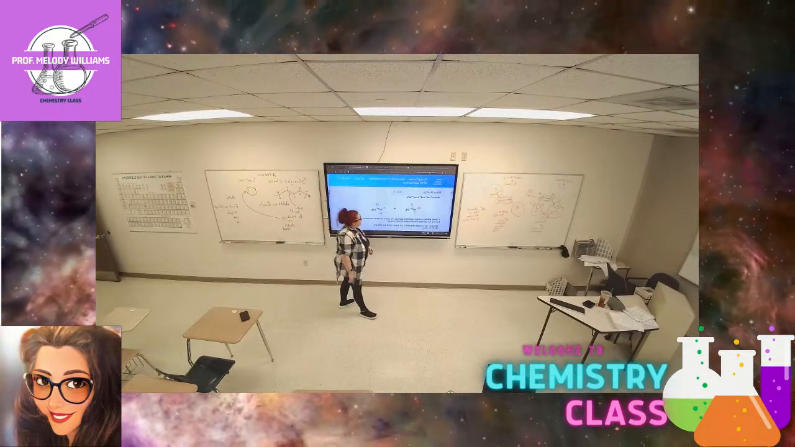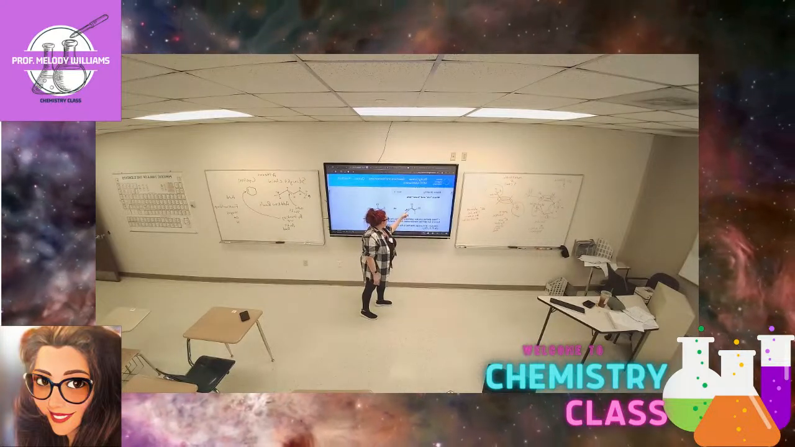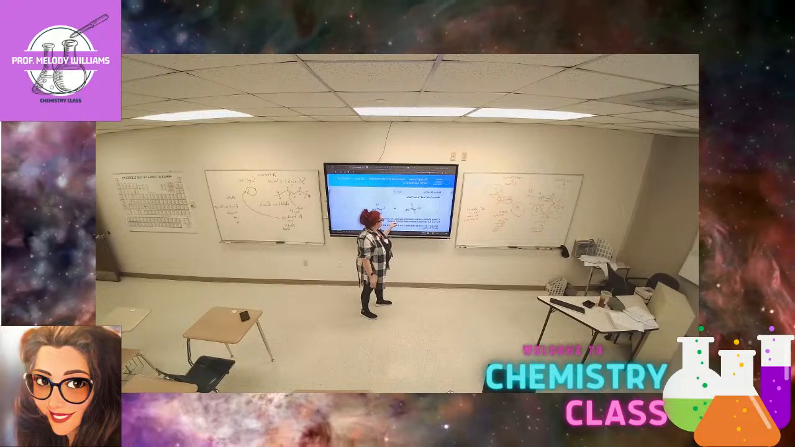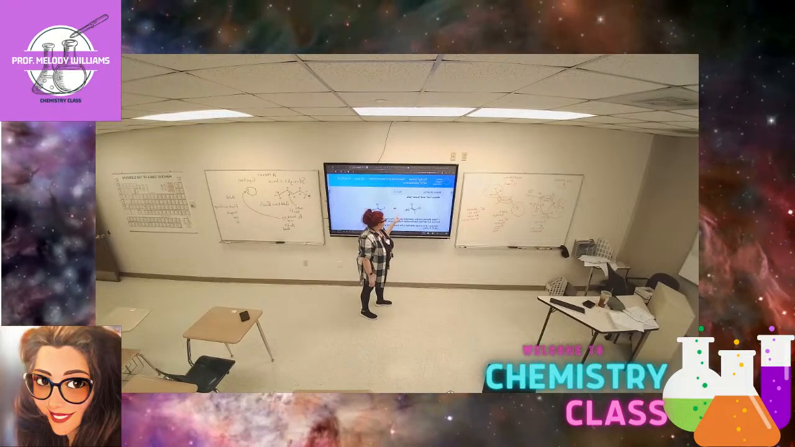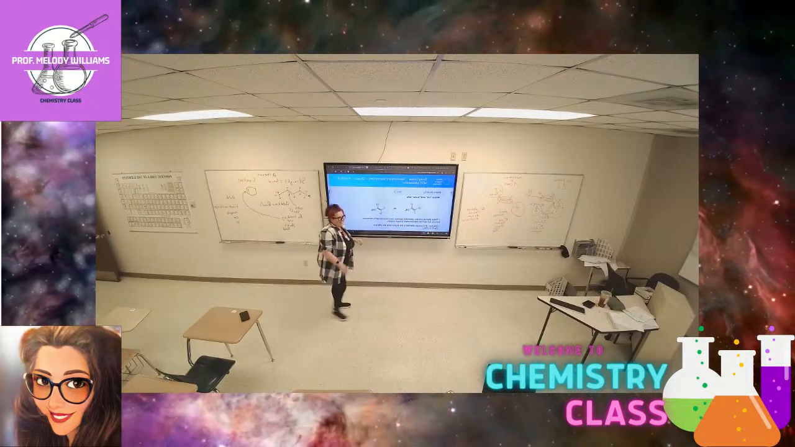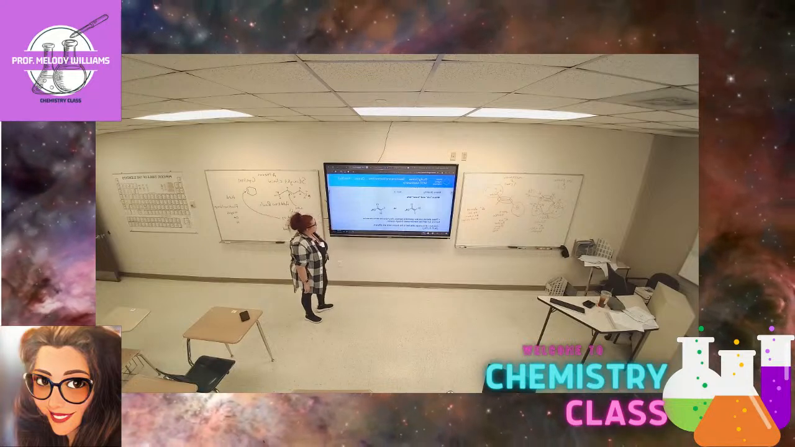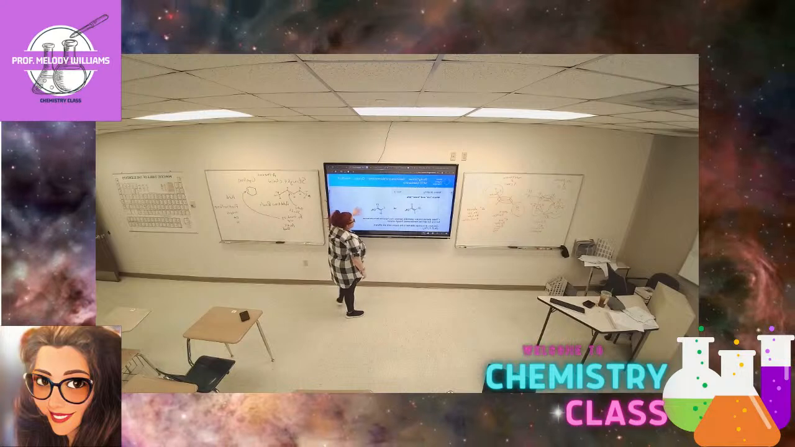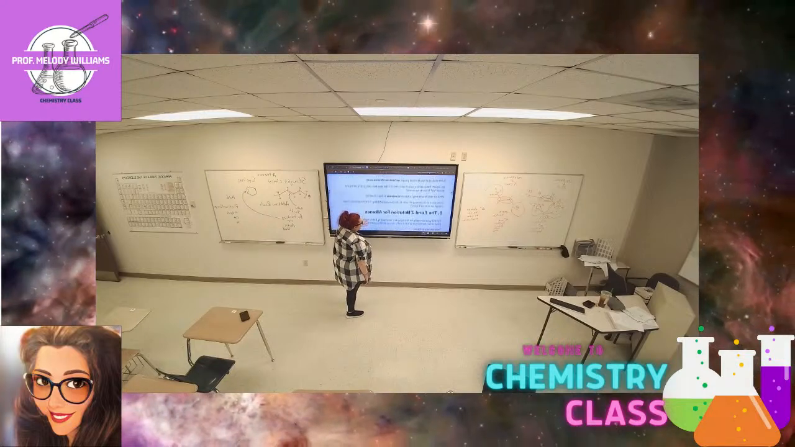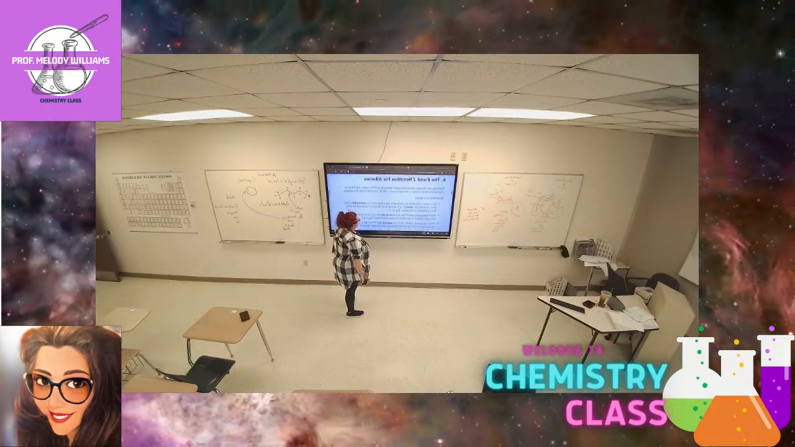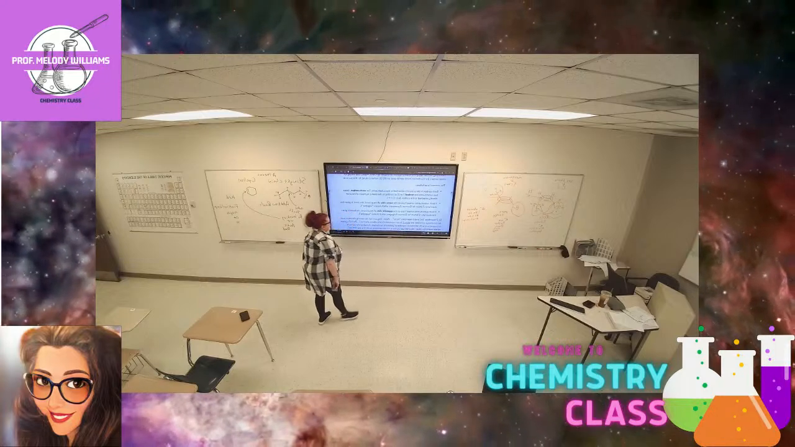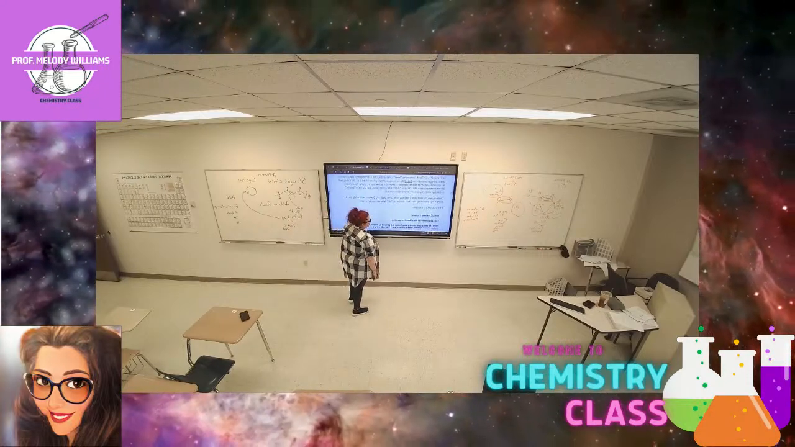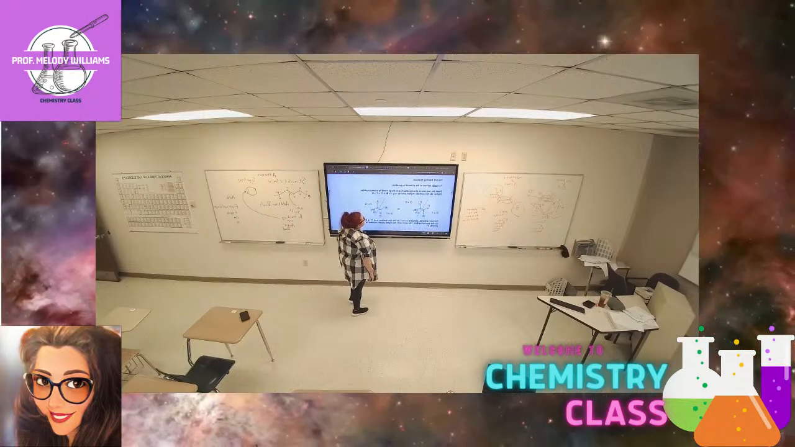Because this would still be C3H3FBrCl. So it'd still be the same formula, but how they're put together is different. So we would name it something different. And that's where we get into E and Z. So here, we have to look at ranking each group.